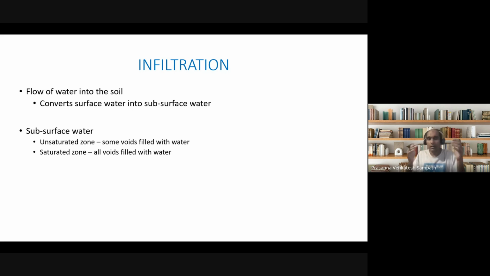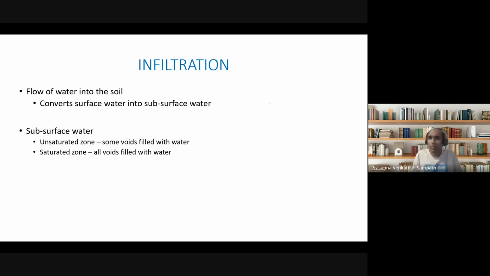So when I look at soil under the land surface, there are two broad categories of zones of soil with respect to the water content. One is the unsaturated zone, where the voids that are present between the soil particles, some of those voids are filled with water, and the saturated zone in which all the voids are filled with water. That's it, right? That's the only distinction between subsurface water that's present in the unsaturated zone and that is present in the saturated zone.